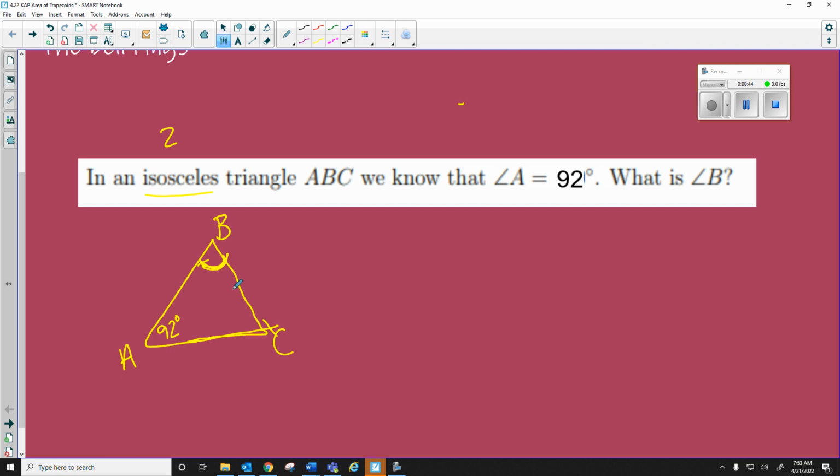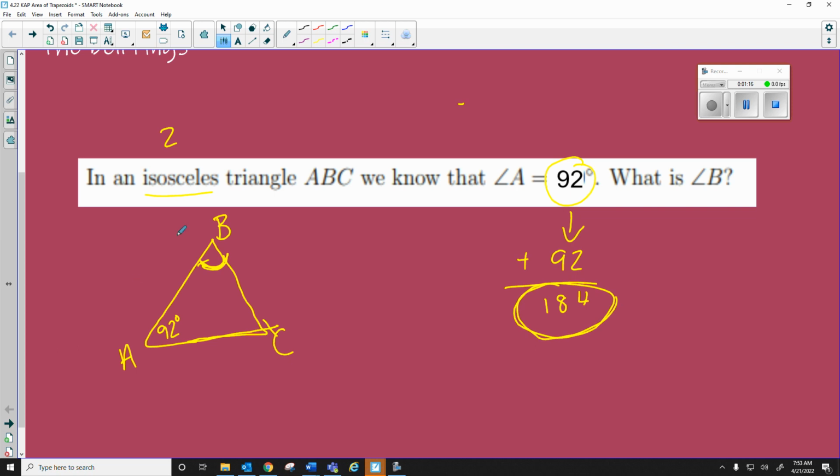Okay, so what's different about this problem versus some other ones is it doesn't tell us which two sides are the same. I know it's isosceles, so I know two of them are the same, meaning two of the angles are going to be the same measure, but it doesn't tell me which two. So I'm going to start with saying, what if A and B are the same angle measure? If I have 92 and 92 together, that adds up to 184. Is that going to be possible angle measures?